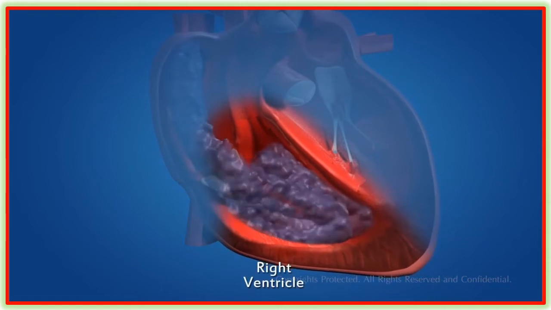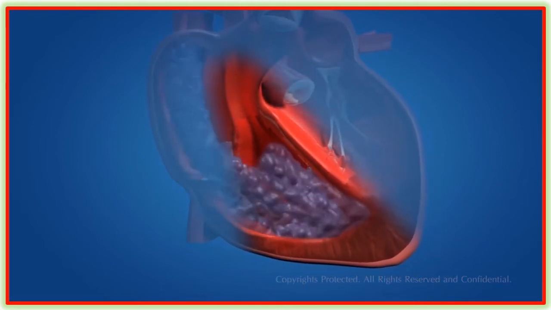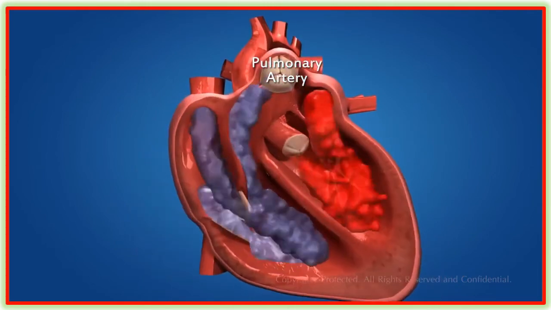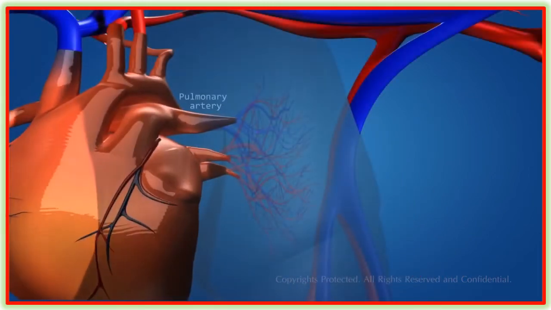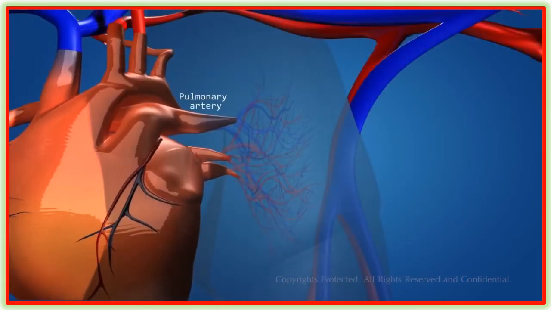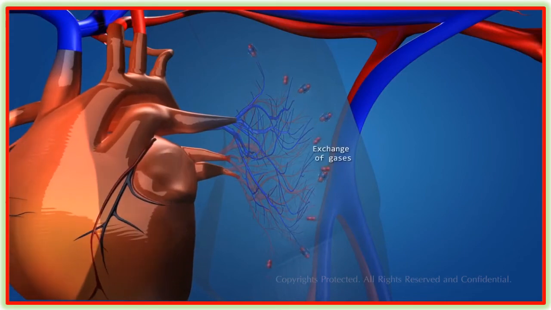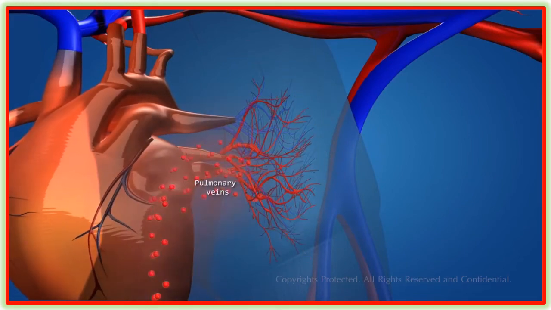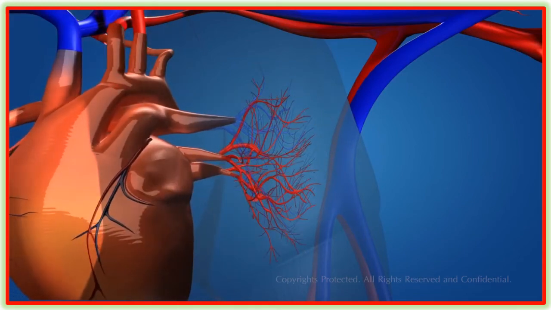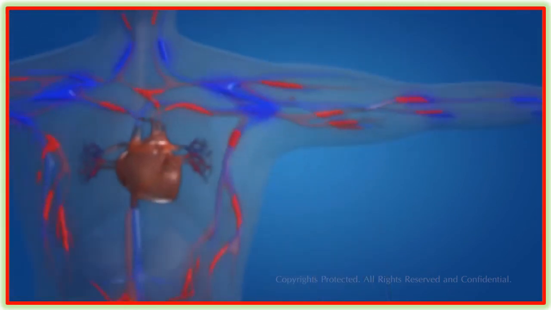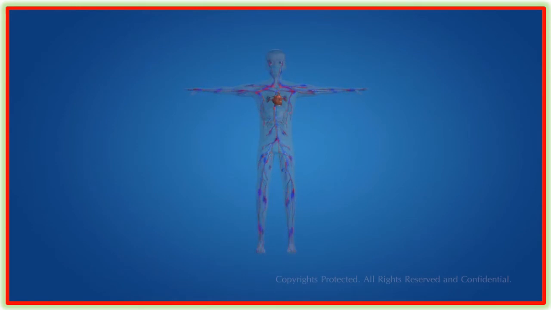The right ventricle then contracts, pushing the blood into the pulmonary artery. The pulmonary artery carries the deoxygenated blood to the lungs for oxygenation. The lungs oxygenate the blood by exchanging gases, and it flows back into the heart through the pulmonary vein. And this starts the circulatory cycle all over again.